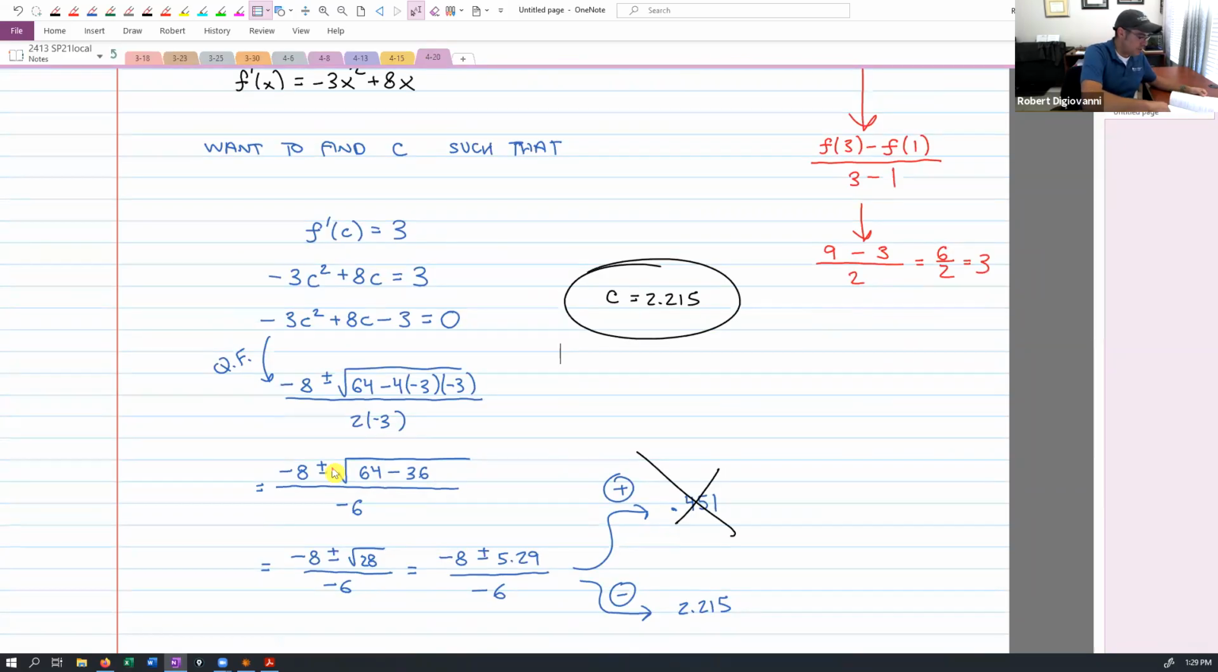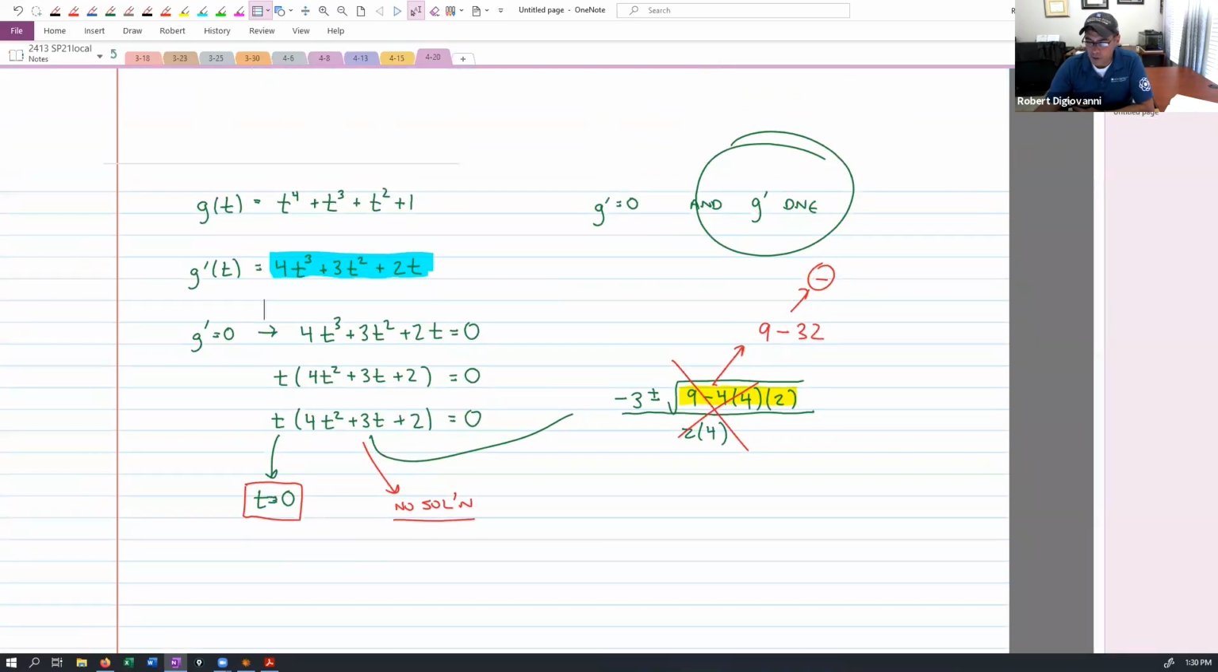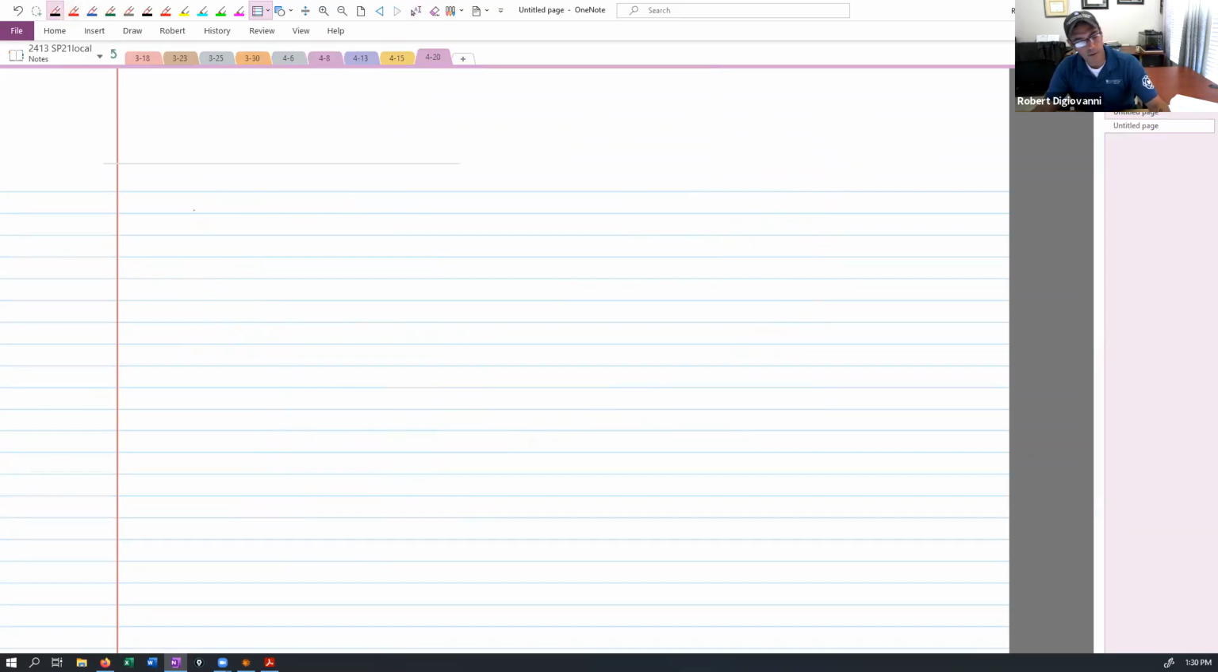Any questions? I'm going to do one more example. How about this one? Verify the mean value theorem for f of x equals the natural log of x squared plus 1 on the interval 0, 4.